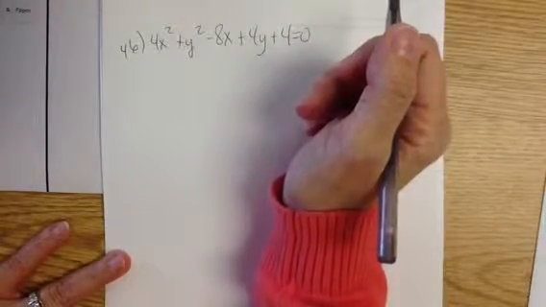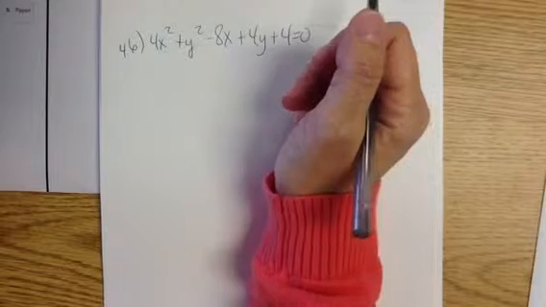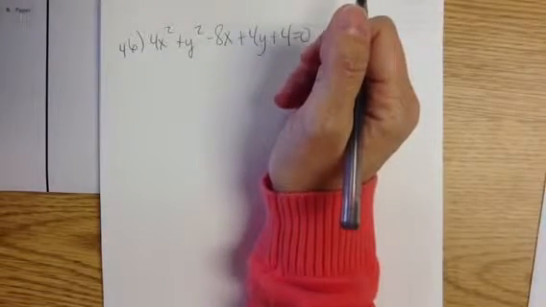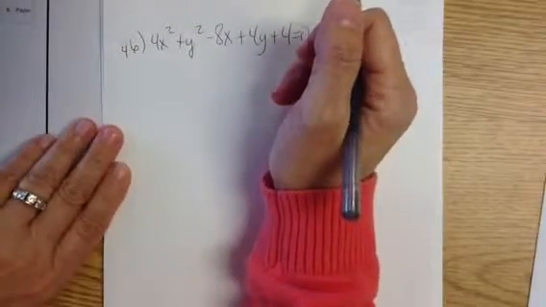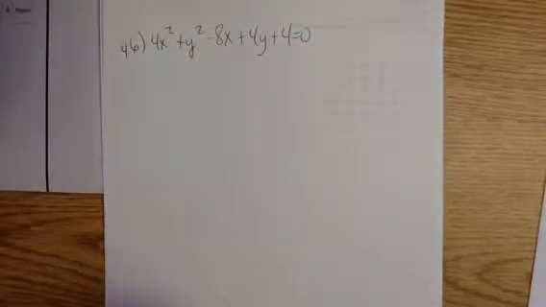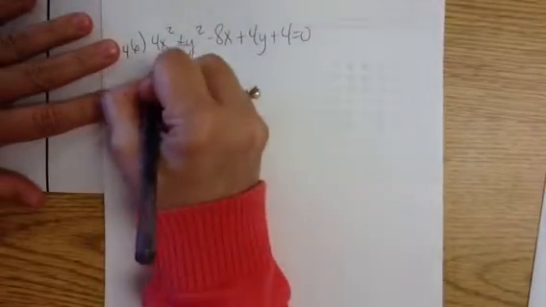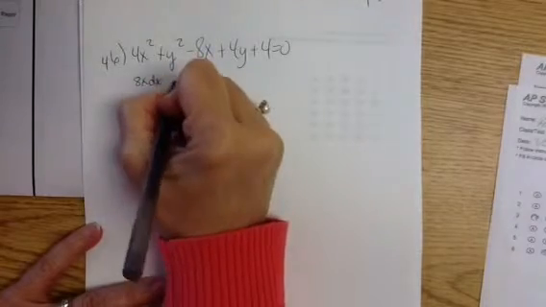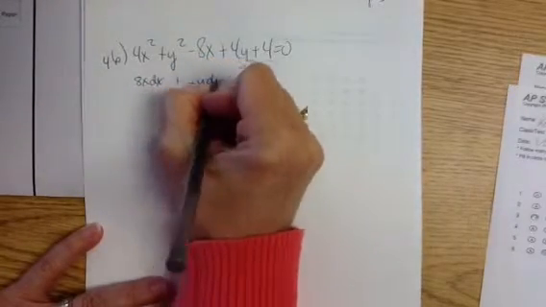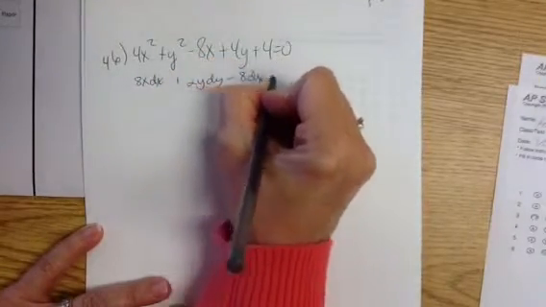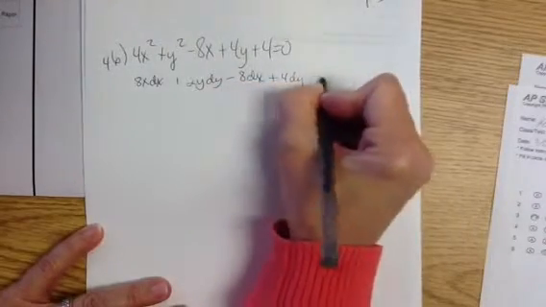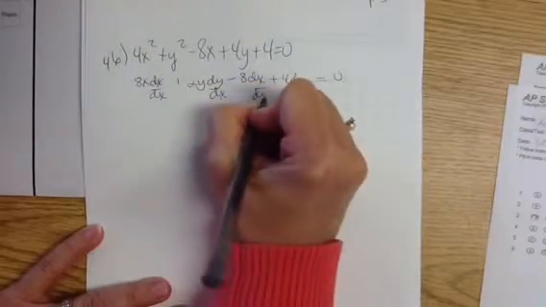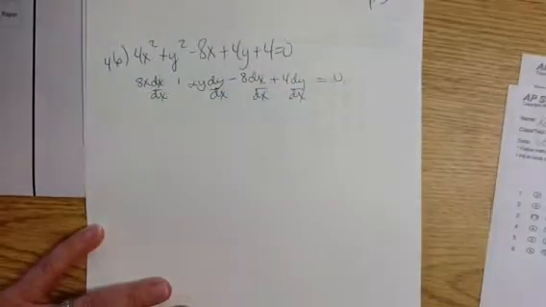Alright, so now we need to find the points at which the graph of the equation has a vertical or a horizontal tangent line. So here I have this equation and I need to find the derivative. So again, it's going to be 8x dx. So now we've got 2y dy minus 8 dx plus 4 dy equals 0. And we're going to divide everything by dx and solve for dy dx.